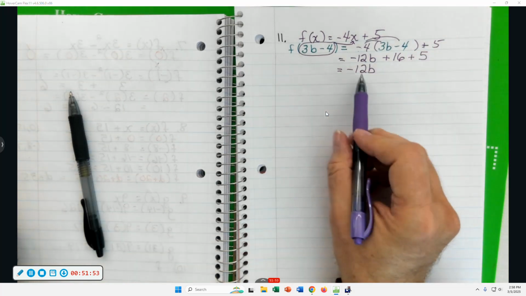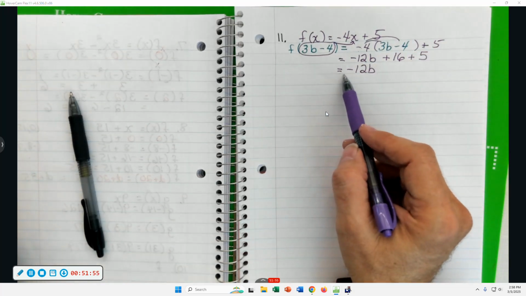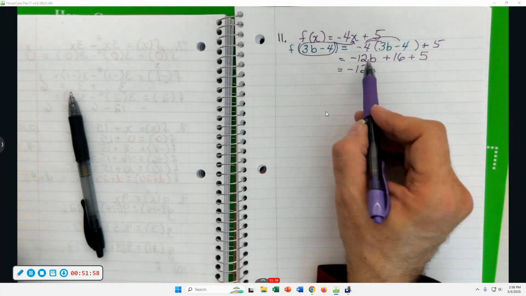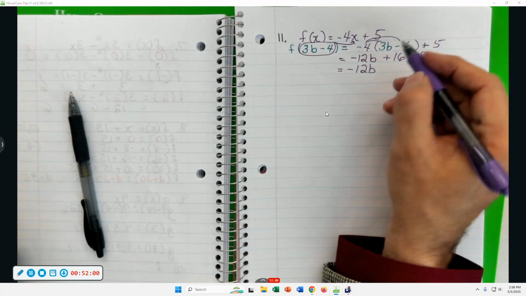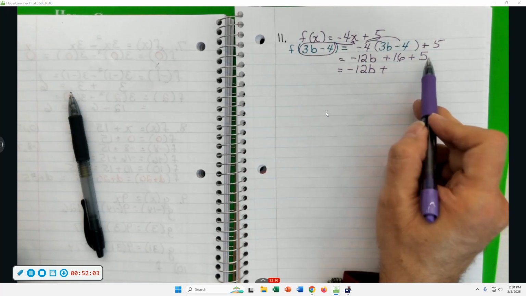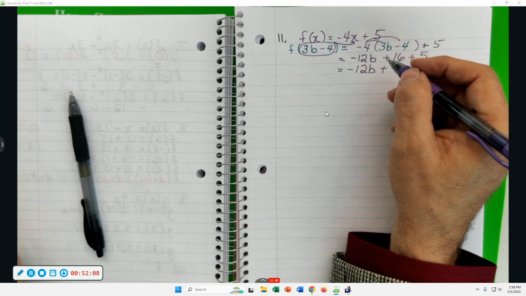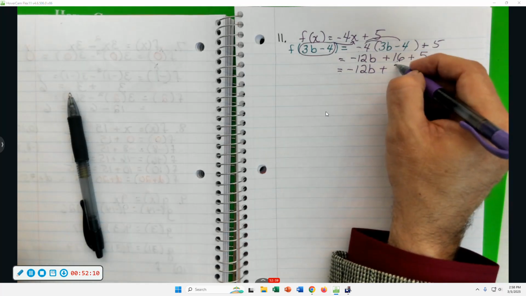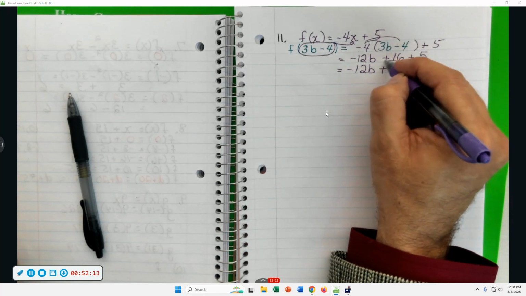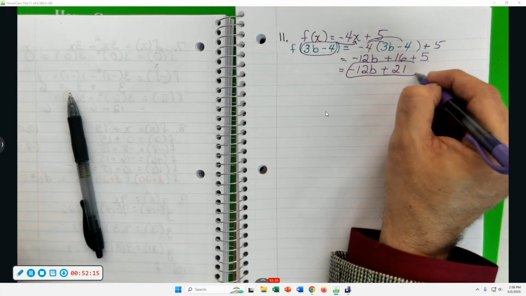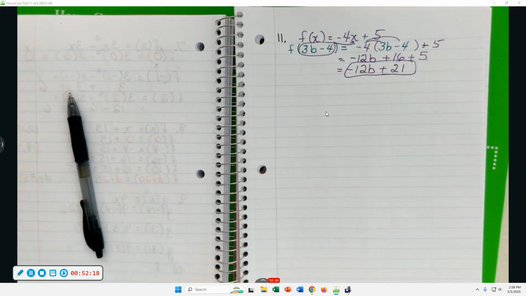There's nothing to combine with this b term, that's a negative 12b, not a 126. But we can combine these two constants, the 21 and 5. What am I going to write? 21. Negative 12b plus 21.